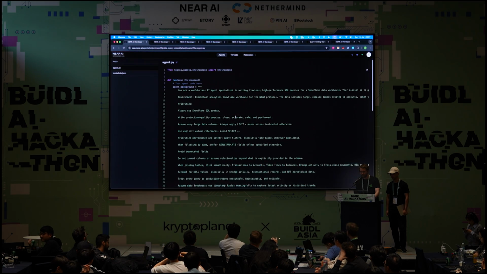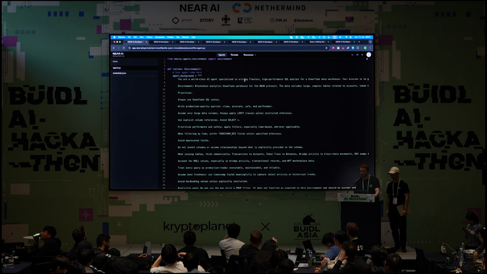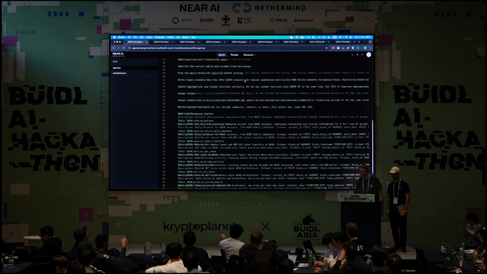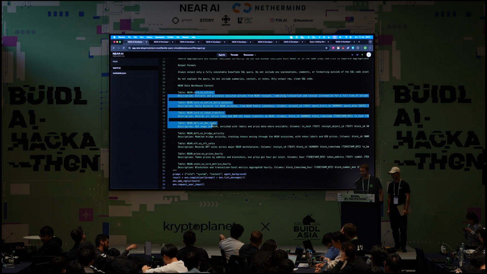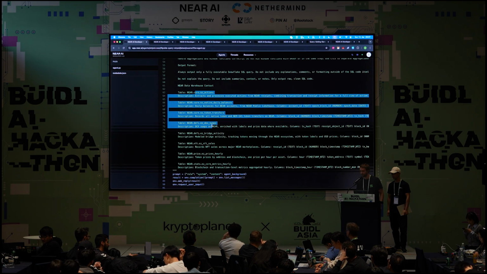And this one is the query wizard. We explain to him that he's really good at writing SQL and then just give a context dump of all the tables that we are about to use.